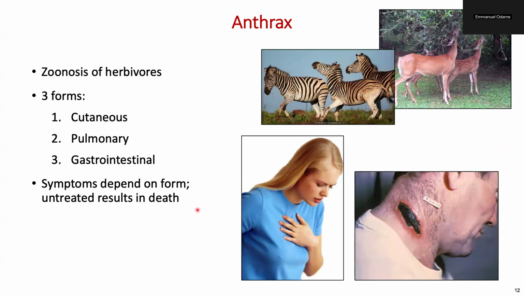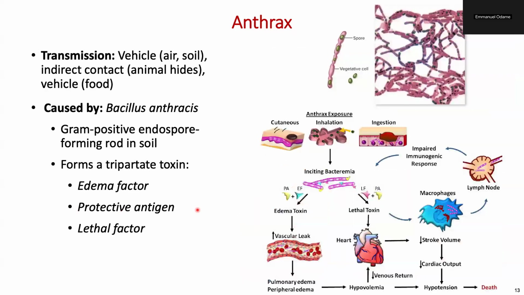Next on our list is anthrax, which is a zoonotic disease, a zoonosis of the herbivores. There are three forms: cutaneous, pulmonary, and gastrointestinal, and the symptoms depend on the form that you got, and if untreated, it will result in death. Livestock is mostly the biggest target for this disease.